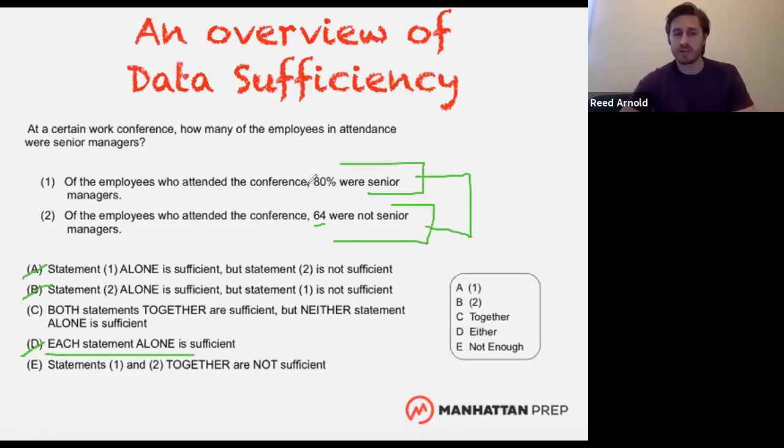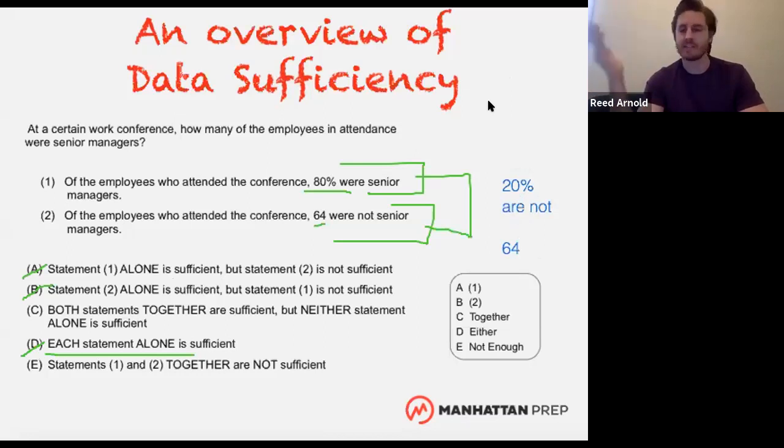In this particular case, since I know 80% were senior managers, I would know 20% are not senior managers. And since I'm told 64 are not senior managers, I would know that 20% of the audience is 64 people, and that means I would multiply by 5 and it would be 320 total people, and I could get 80% of that to get the answer. Well, all that math I don't need to do because it's not actually about answering the question, it's about knowing I could answer the question.